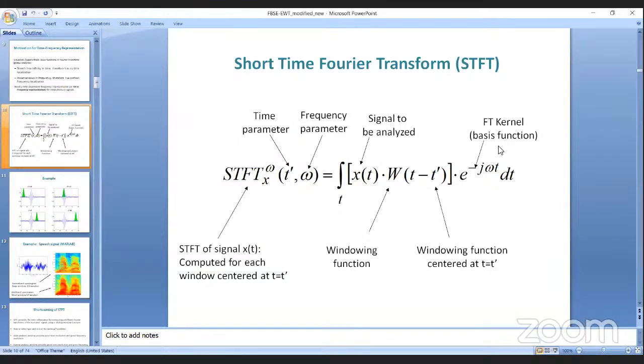Based on that, when you solve this integration, on the left hand side you can see that the short time Fourier transform is a function of two parameters: one is the time parameter, and the second is the frequency parameter. So this STFT is a mapping from the time domain to the time frequency domain, whereas the Fourier transform was a mapping from the time domain to the frequency domain.